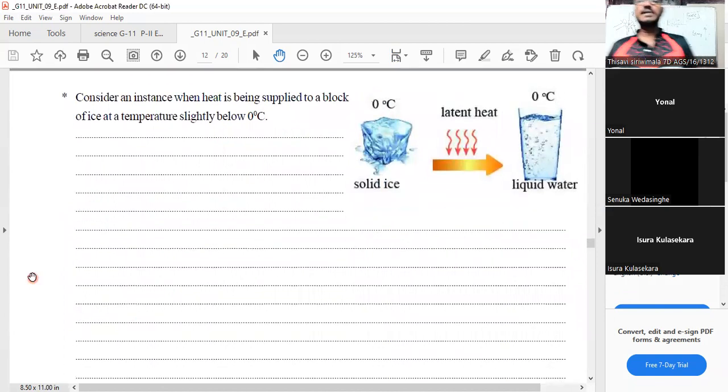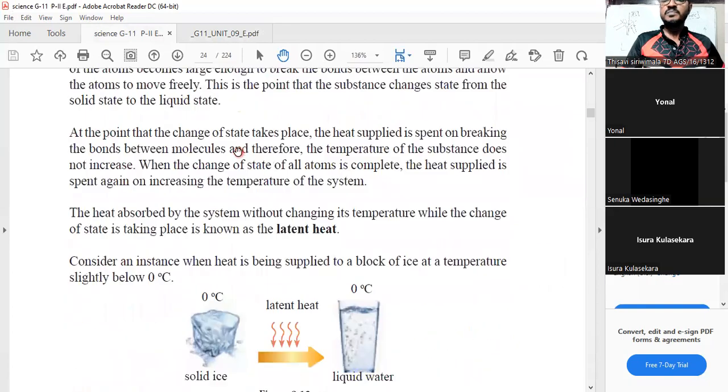Now, there's an example. Consider an instance where heat is being supplied to a block of ice at a temperature slightly below 0 degrees Celsius. The example I took, right? So at 0 degrees, the increasing of temperature will be stopped. Increasing of the temperature will be stopped. And after that, all the heat energy supplied will be spent on doing work against the intermolecular forces. As a result, solid ice will be turning to liquid water. So here's something you can write actually. We can explain it so much, but not needed. Here is what we can write.